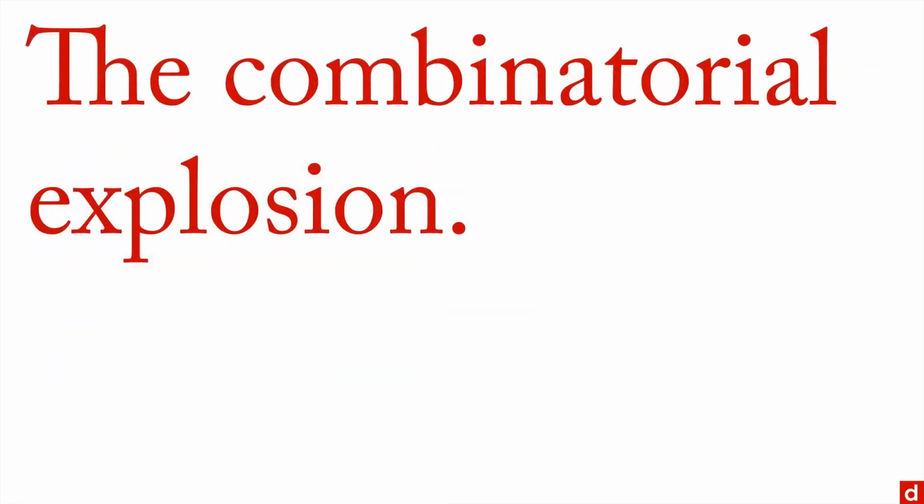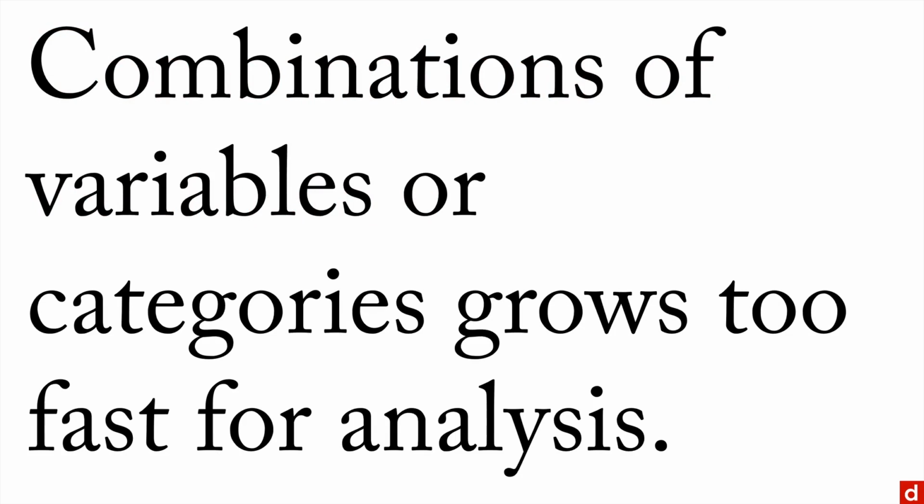Part of the problem we have here is something called the combinatorial explosion. This is where combinations of variables or categories grow too fast for analysis. Now, I've mentioned something about this before. If you have 4 variables and each variable has 2 categories, then you've got 16 combinations. Fine, you can try things 16 different ways. That's perfectly doable. If you have 20 variables with 5 categories, again, that's not too unlikely, you have 95 trillion combinations. That's a whole other ballgame, even with your fast computer.